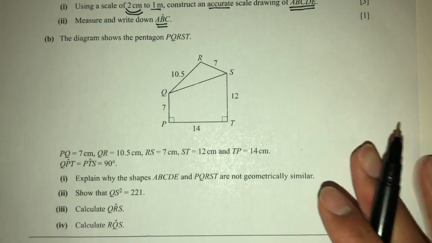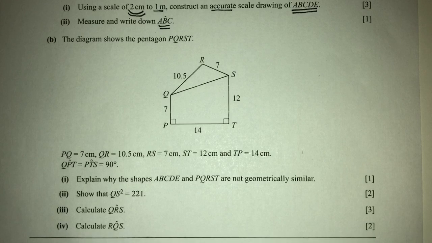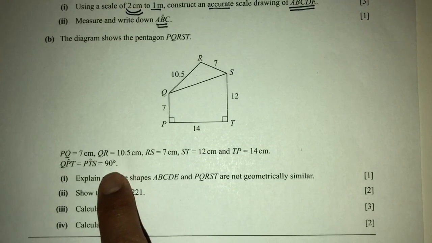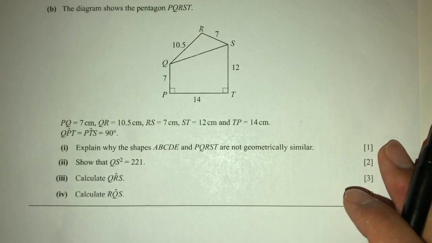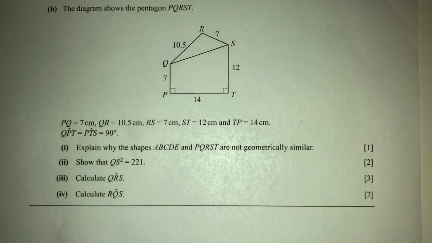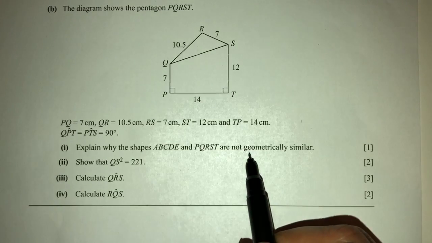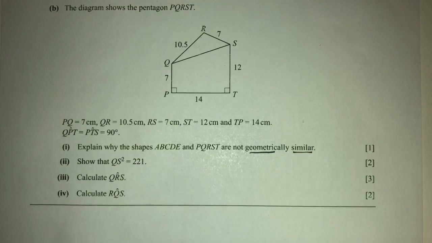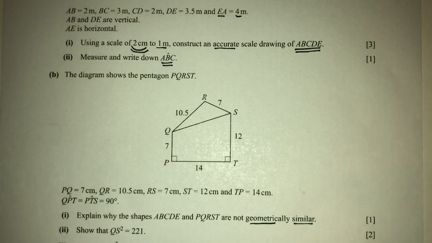Now for part B, the diagram shows the pentagon PQRST, as you can see here. Now we know that PQ is 7, QR is 10.5, and everything else is given to you. We know these two sides, and we know these two angles given to you as well. Part A, explain why the shapes ABCDE and PQRST are not geometrically similar. So explain why this and this are not similar.